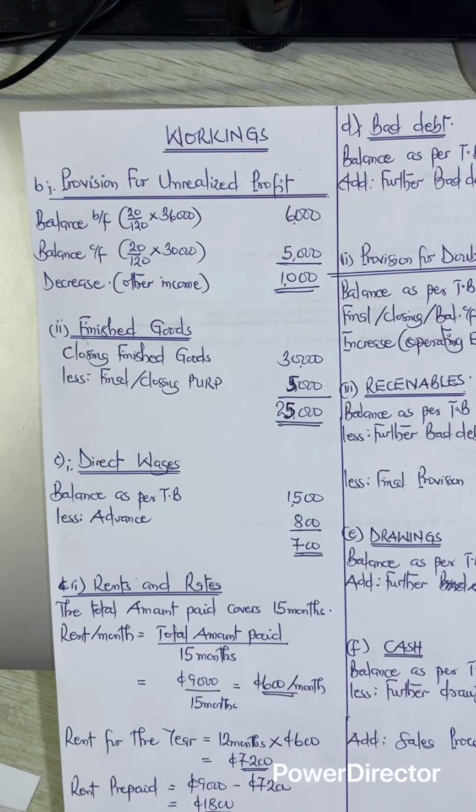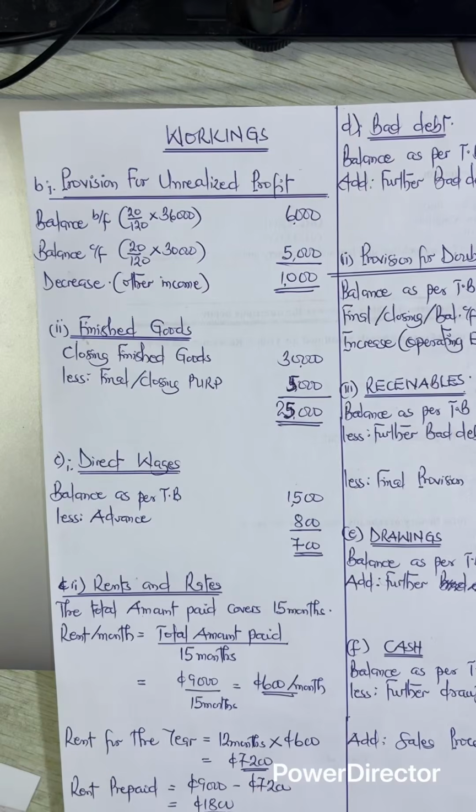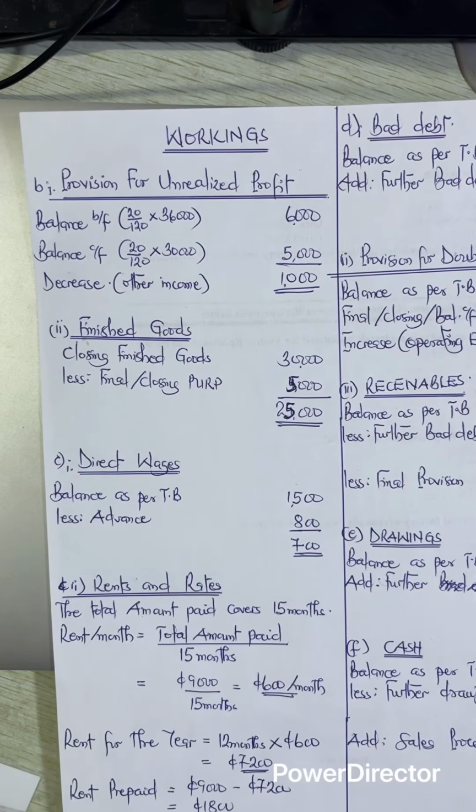But how much are we going to charge rent and rate for the year? If you are paying 600 every month, then every accounting year is made up of 12 months. So therefore, you multiply the 600 by 12 to get the rent and rate for the year, which will be 7,200.